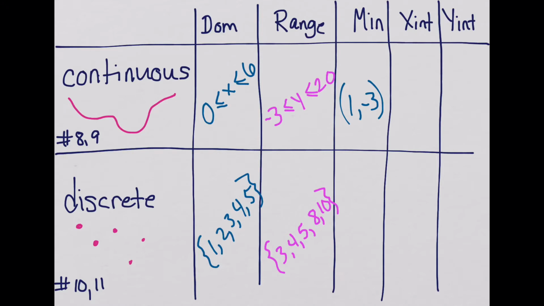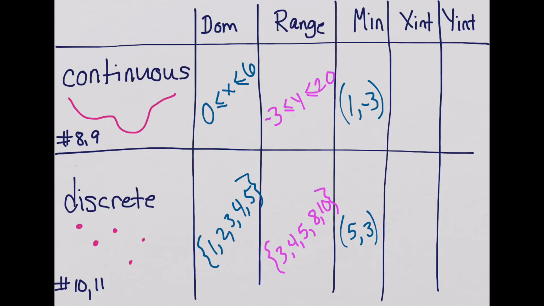Now looking down on the discrete table, is there a minimum point? Well, the smallest y value is 3, so I guess we could say that the minimum point, the lowest value, is at (5, 3), because that's the lowest y value.